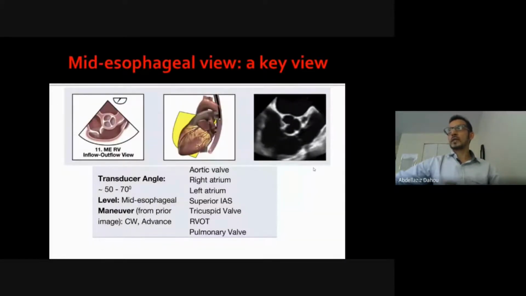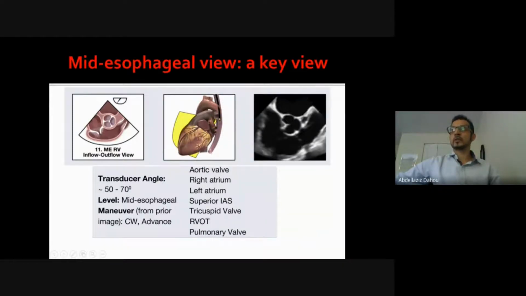Second view, and this is one of the key views. This view and the next view are the two most important views we use for structural procedures, before the procedure and during the procedure and also after the procedure. This is a key view. This is a mid-esophageal view at 50-70 degrees. You see the aortic valve.